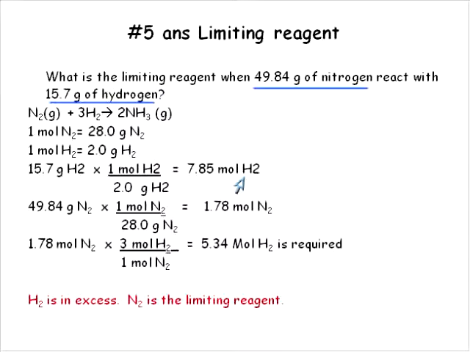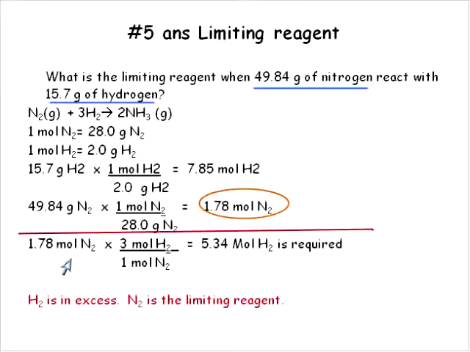So that's the first step. We convert it to moles. The second step is we compare. We pick one of them. And in this case, I picked 1.78 moles of nitrogen. And I want to see, when I use that up completely, when the reaction goes to completion, how many moles of hydrogen are required.